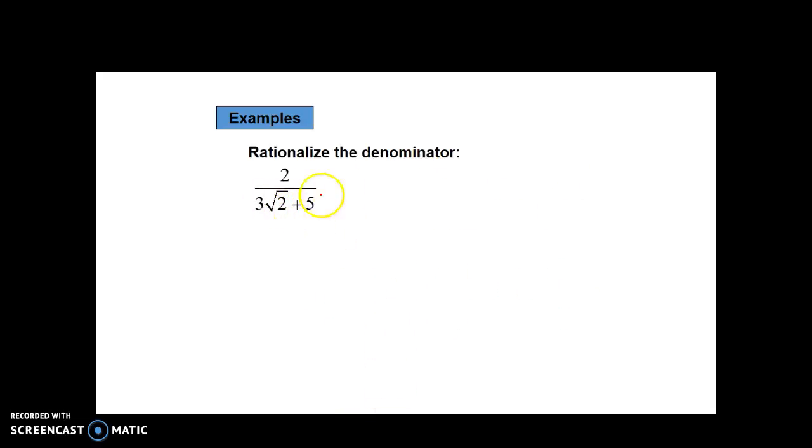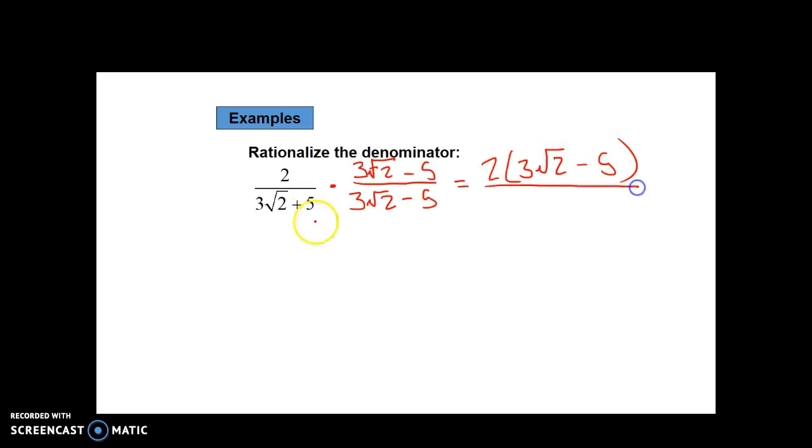We have a binomial on the bottom, so let's multiply this by the conjugate. So that's going to be 3 root 2 minus 5. Remember, the conjugate is just a different sign. Same thing, so 3 root 2 minus 5. Let's multiply this guy out. I'll write it using brackets. 3 root 2 minus 5. And down below here, this is going to be 3 root 2 squared minus 5 squared. Remember, it's always going to be minus 5 because it's a different sign, right? It's always the opposite sign, so we're always going to have a negative second term down here.